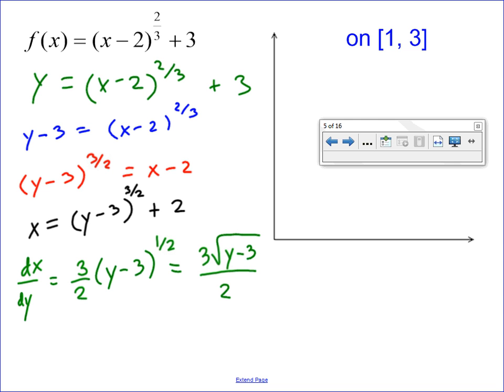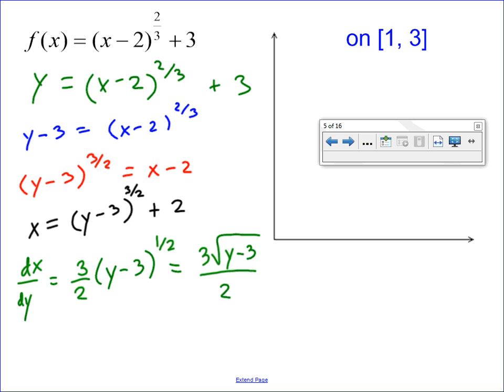As y approaches 3, is my derivative undefined? No. Is my slope vertical? No. What is the value of my derivative as y approaches 3? 0. Does that exist? Yep, that exists, so I have no problem. So I've basically got around the problem of having a vertical tangent.